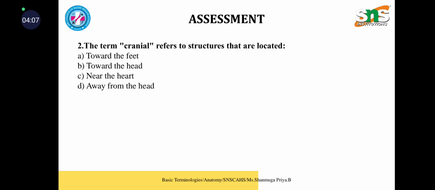The term cranial refers to structures that are located towards the feet, toward the head, near the heart, or away from the head. Cranial is a term that refers to the brain, so the answer is towards the head.